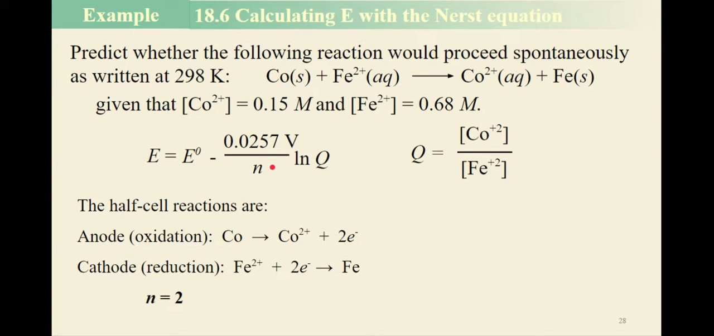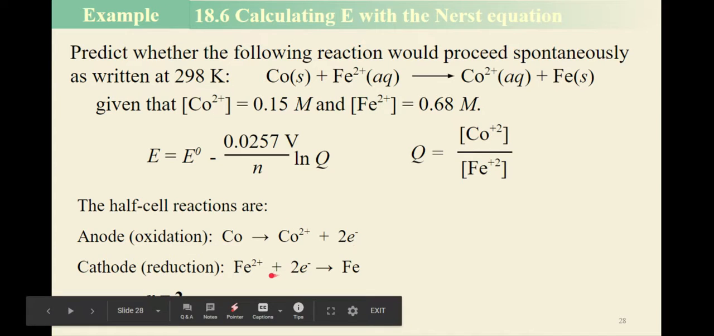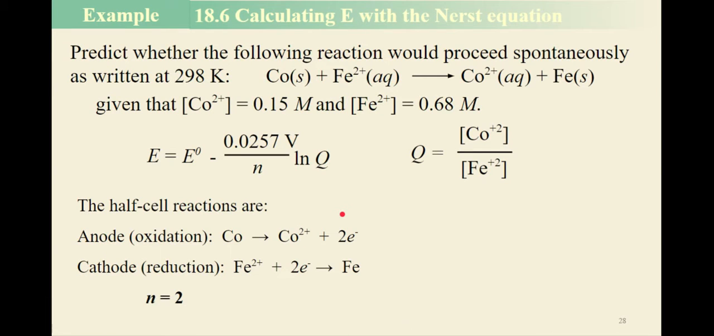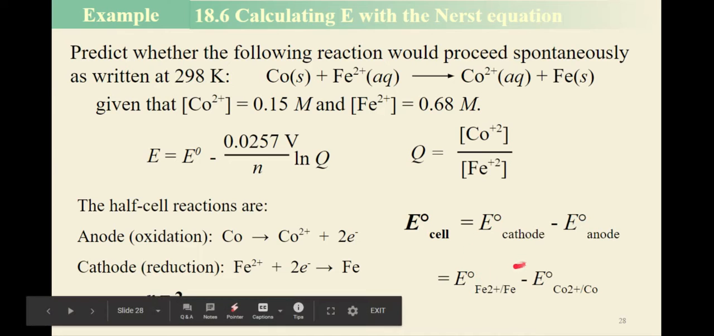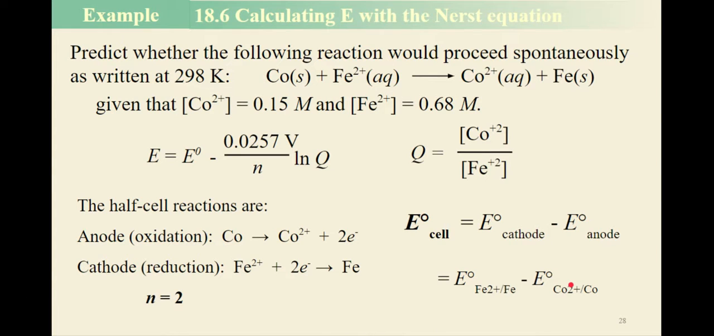So then we also need n. If we look at the half reactions, again, cobalt is getting oxidized by losing 2 electrons. Iron is getting reduced. It's gaining 2 electrons. And so our n is 2. There are 2 electrons being transferred. And then we need our standard cell potential, that E naught. We get this by going and looking up the tabulated data. So we can look up the standard reduction potentials for iron to go from 2 positive to 0, as well as cobalt to go from positive to neutral.